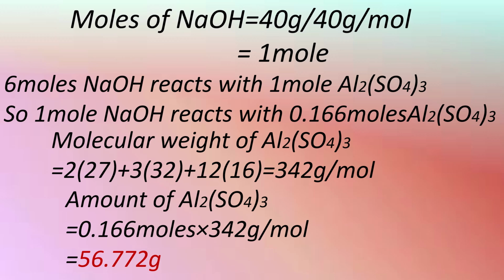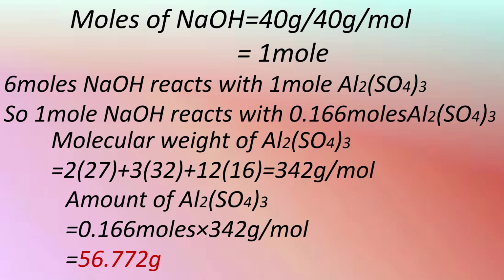Now we have to find the amount of aluminum sulfate, but before this I will tell you how to calculate the molecular weight of aluminum sulfate. 2 is the number of aluminum atom into 27 is the atomic weight of aluminum, plus 3 is the number of sulfur atom into 32 is the atomic weight of sulfur, plus 12 is the number of oxygen atom into 16 is the atomic weight of oxygen. After solving, the molecular weight of aluminum sulfate is calculated to be 342 gram per mole.